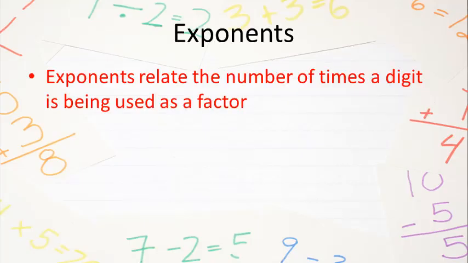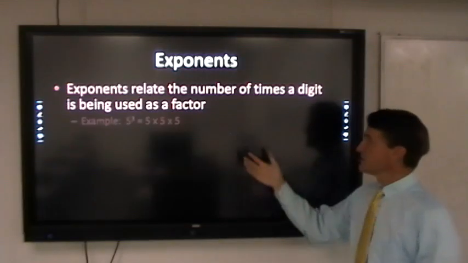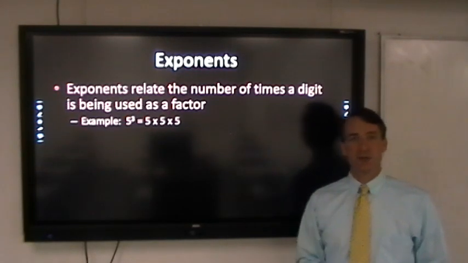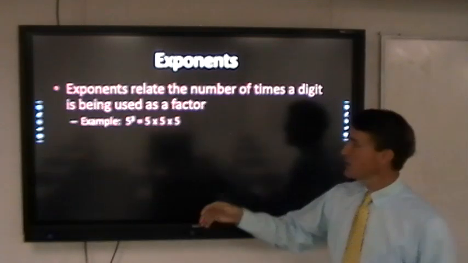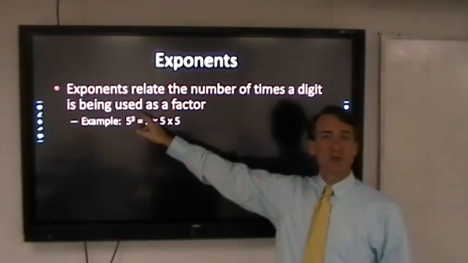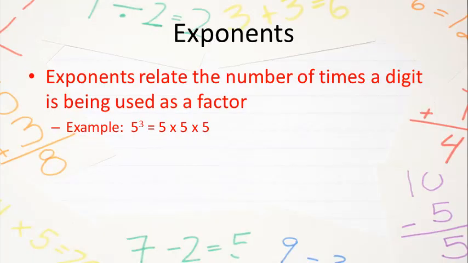What is an exponent? An exponent simply determines how many times a single number is used as a factor in a problem. As an example, if we had 5 cubed, the 3 is the exponent, and it tells me how many times the base of 5 is used as a factor. In this particular case, the 5 is used as a factor 3 times. So we have 5 times 5 times 5, which is 125.